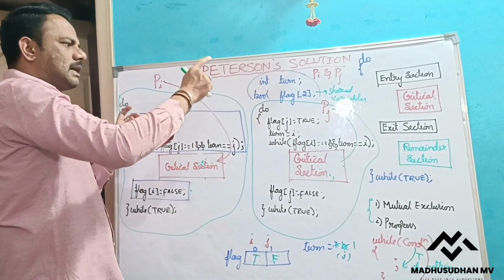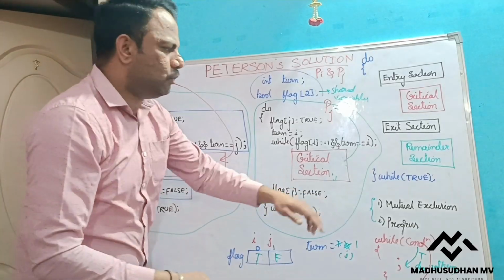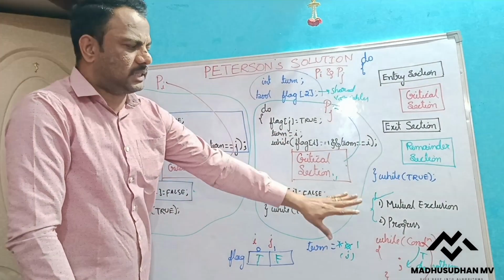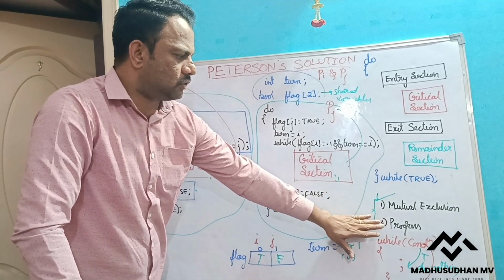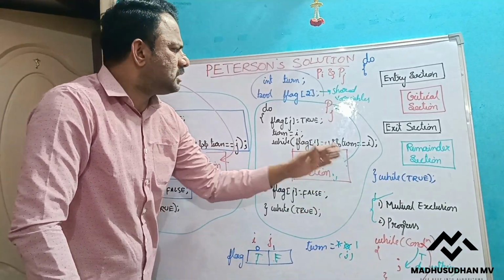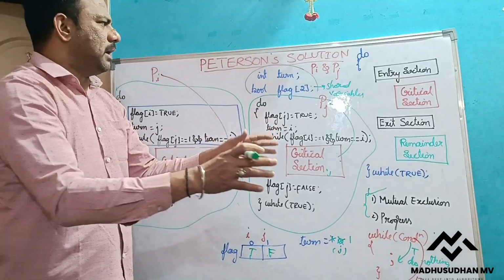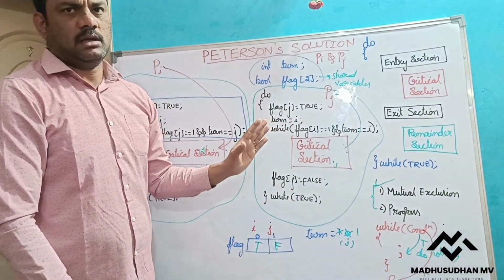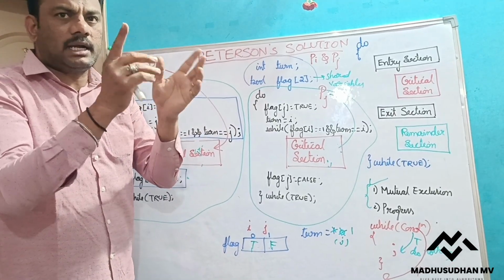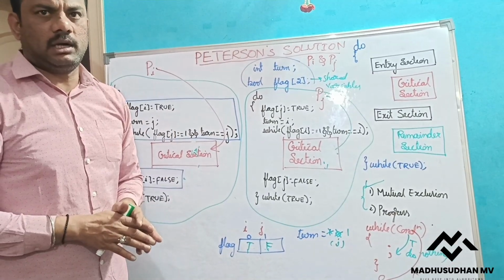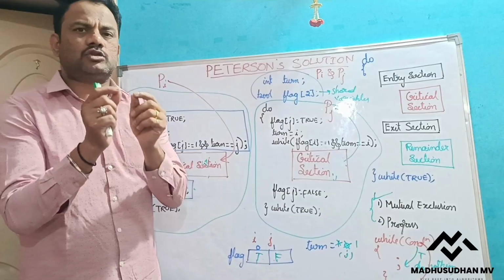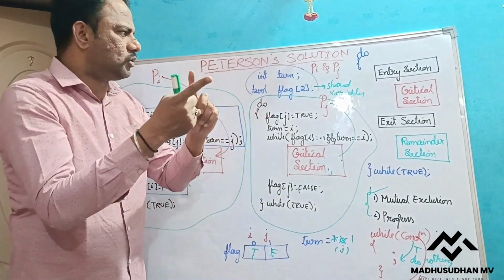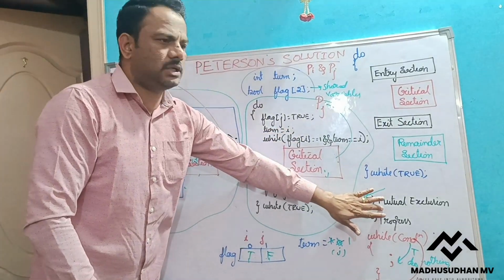Since it allows only one process, mutual exclusion is achieved. Any solution has to satisfy three conditions: mutual exclusion, progress, and bounded waiting. Mutual exclusion, how? Very simple. Turn decides, and turn should be either 0 or 1. In an integer variable we can store only one value at a time, so it is either 1 or 0, which means only one process will be allowed. So mutual exclusion is achieved.